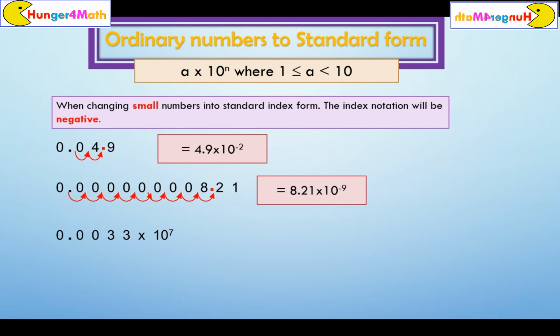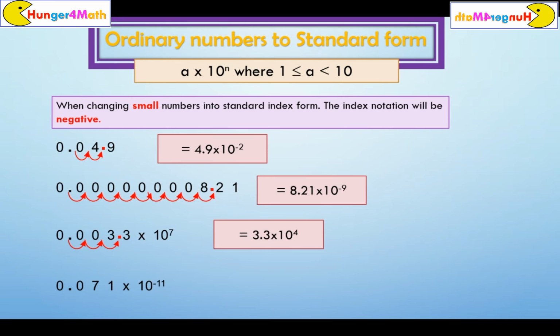Next example, we have 0.0033 times 10 to the power of 7. Here, we must place the decimal in between 3 and 3. Let's count how many times we move. 1, 2, and 3. So this will become 3.3 times 10 to the power of 7 minus 3, since we moved the decimal place 3 times to the right. So our final answer will be 3.3 times 10 to the power of 4.